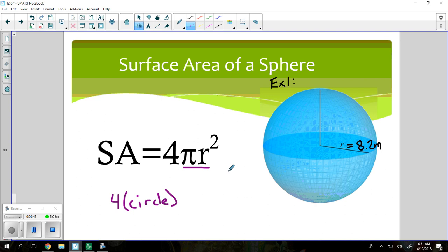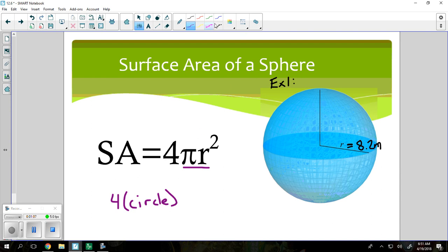So if you have a sphere, like in this case, go ahead and try to sketch that as best you can, a sphere of radius 8.2, and you had a circle also of radius 8.2, it would take exactly 4 of those circles to perfectly wrap around that sphere. Okay? So it's just 4 pi r squared. To evaluate this, as long as you know the radius, you just plug that in where it goes.